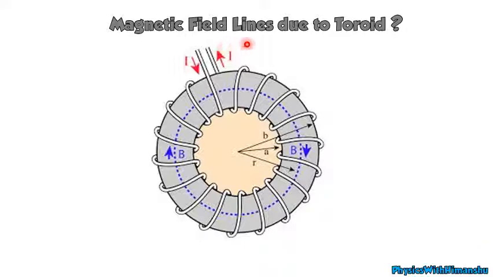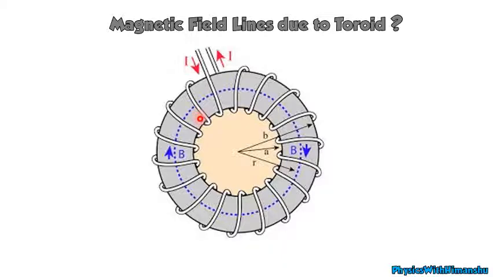Now, magnetic field lines due to toroid. Remember one thing: due to a toroid, magnetic field will be only inside the core of the toroid. The magnetic field will not be outside the toroid or in this region of the toroid. We'll prove how this is possible. But remember, near this axis, the blue colored line, as you can see, the magnetic field due to toroid will be uniform near this axis.